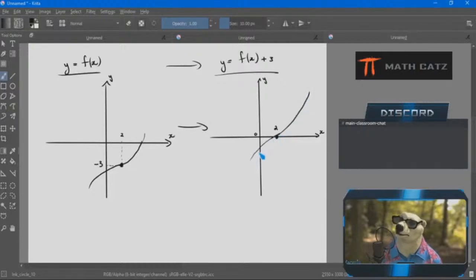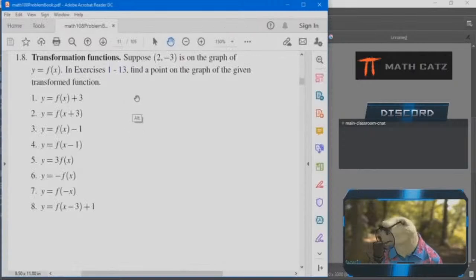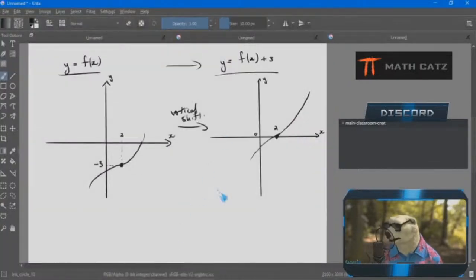I don't know what it is, right? It could be anything. Same shape. Everything shifts up. It's a vertical shift up because I added 3. Now let me just check. Suppose I have a point. Find a point on the graph of the given transformed function. So my new point is then obviously 2, 0 because everything shifted up.